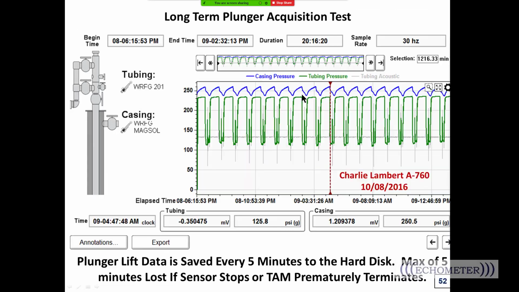You click it twice. Now this is an example of a data set where we left the equipment on the well overnight, and we acquired 20 hours of data. And this is a Charlie Lambert well, A-760, on October the 8th, 2016. There's about 20 cycles here, probably 19 cycles, in 20 hours' worth of data. We sampled at 30 samples a second. There's 1,200 minutes of data. You can click on any point and analyze any cycle here you want to analyze. We'll look at that in a little bit when we look at the data.